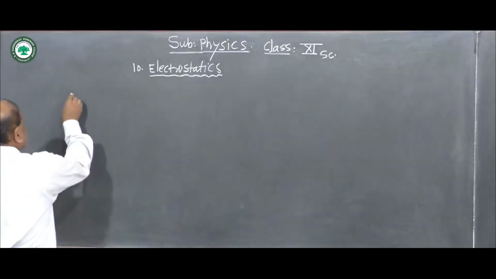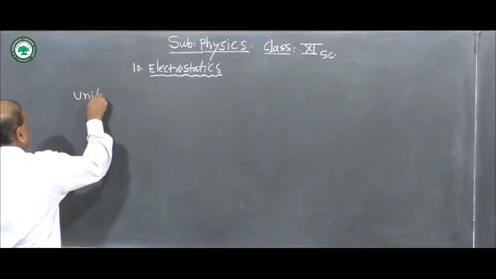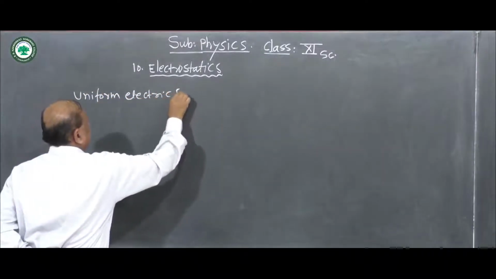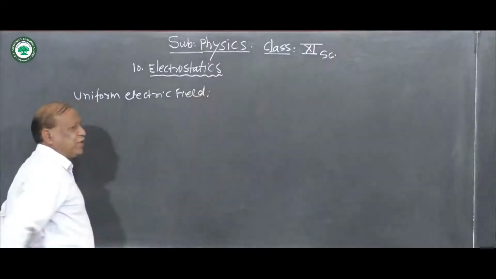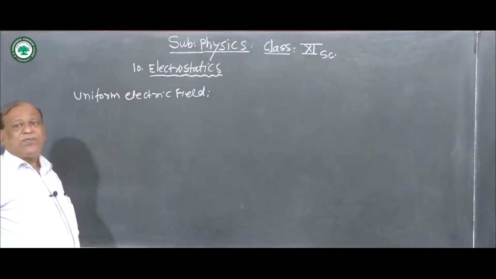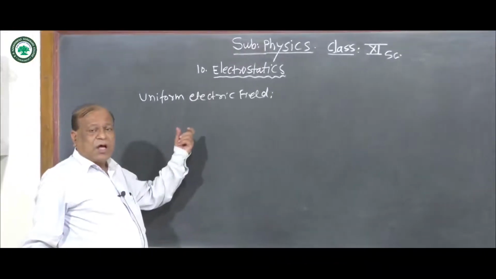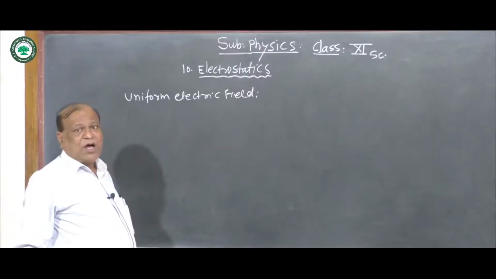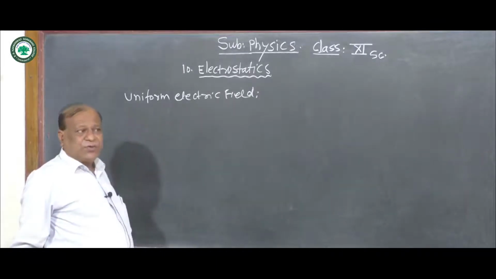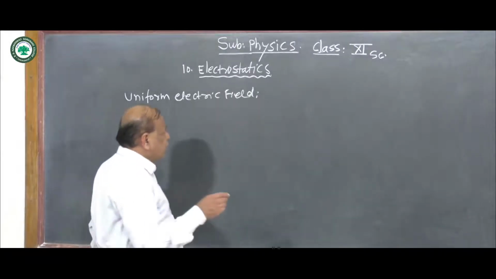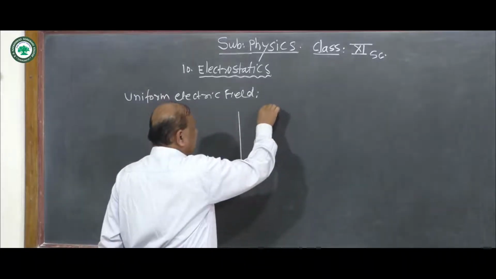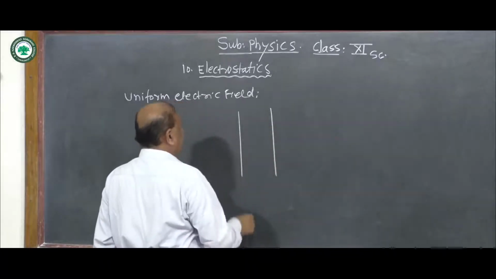Uniform electric field: when the magnitude and direction of the electric field are the same, then the electric field is uniform. An example of this uniform electric field is the field between two parallel plates.